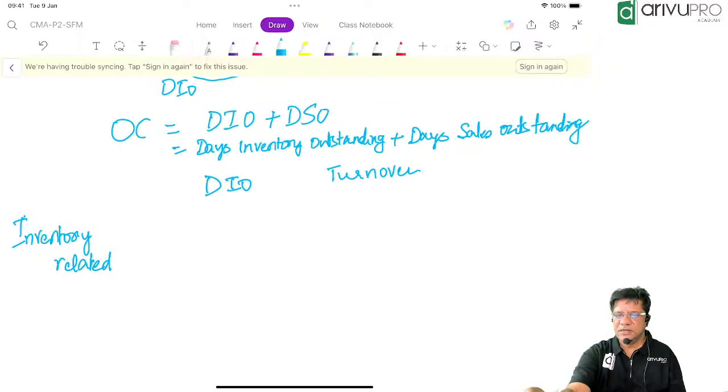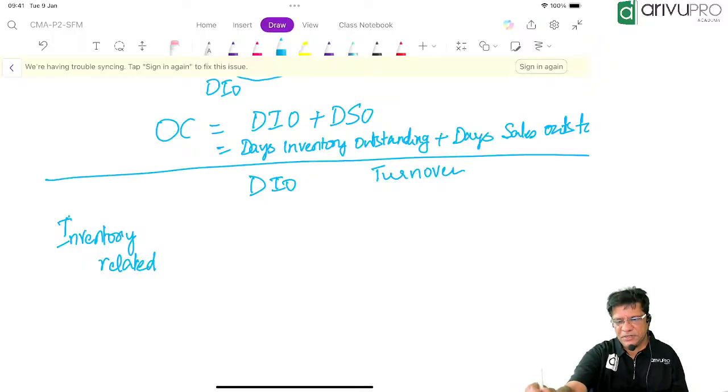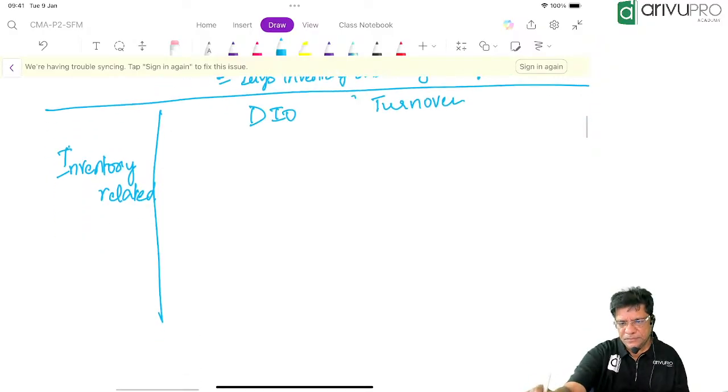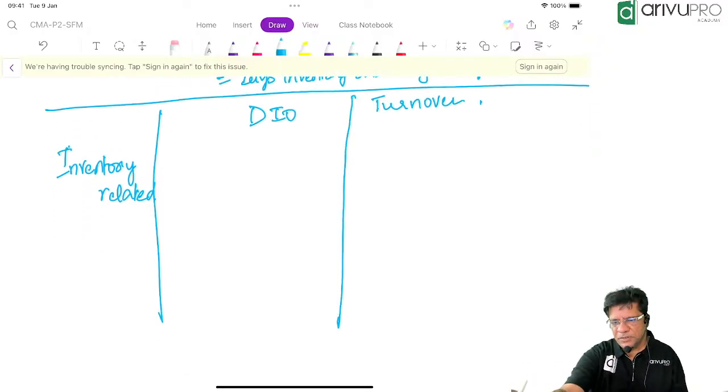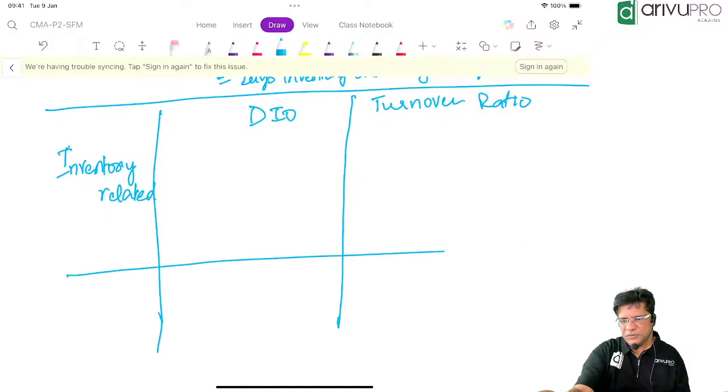Days sales outstanding. Okay, now just plan your page accordingly. Just a minute. Turnover ratio. First I will write here, then you plan. There are two ratios we have to write.